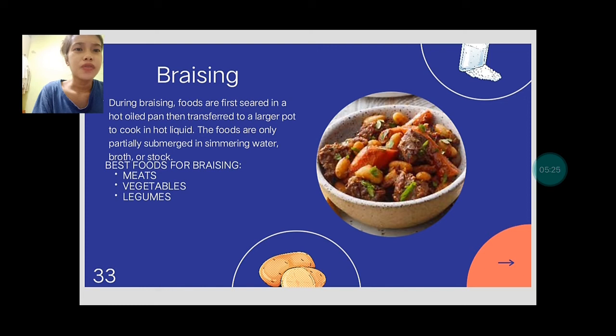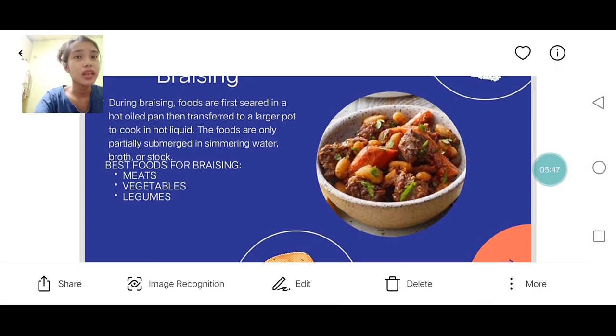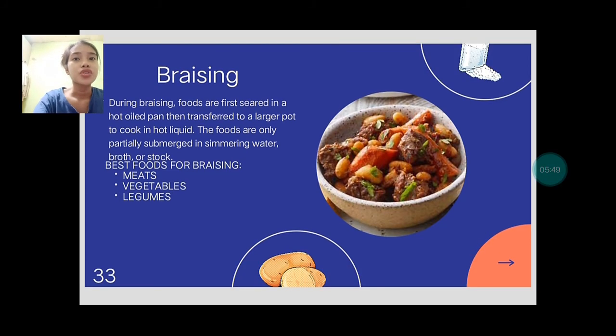Okay, the next slide here is braising. In braising, foods are first stirred in a hot oiled pan, then transferred to a large pot to cook in hot liquid. The foods are only partially submerged in simmering water, broth, or stock. So ginagisa pa siya. Braising is the cooking of meat or vegetables by heating them slowly with oil and moisture in a tightly sealed vessel. So ginagisa pa siya, and then human ugisa is ginabalin siya sa another pan, and then himo siya og sabaw, broth or stock.